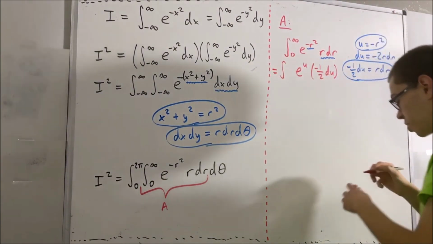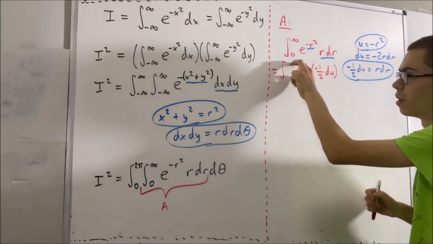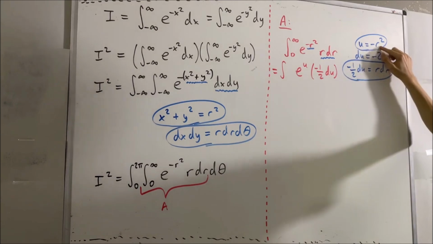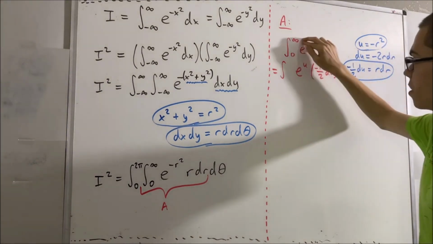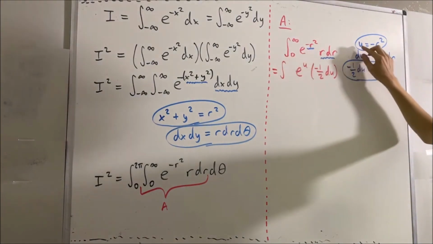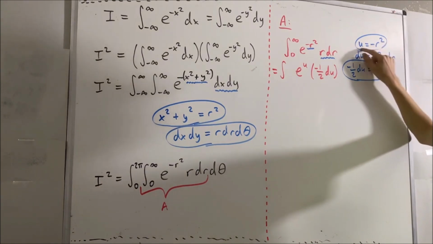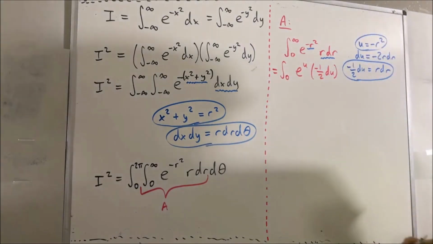But there's still one question that remains unanswered. What do our bounds of integration become? Now what we're going to do is use this equation to determine our new bounds of integration. If we look at our previous bounds of integration, notice that at r equals 0, if we plug that into this equation, we get u equals negative 0 squared. Therefore, u equals 0. And that's our first bound of integration, u equals 0.